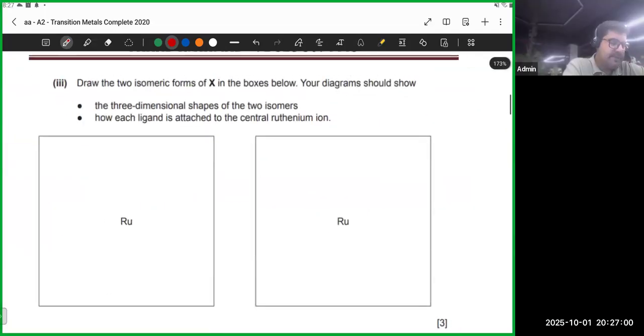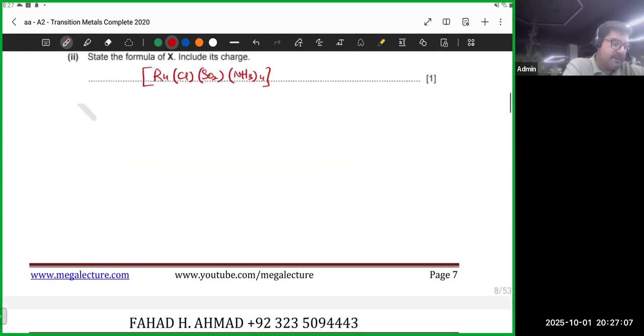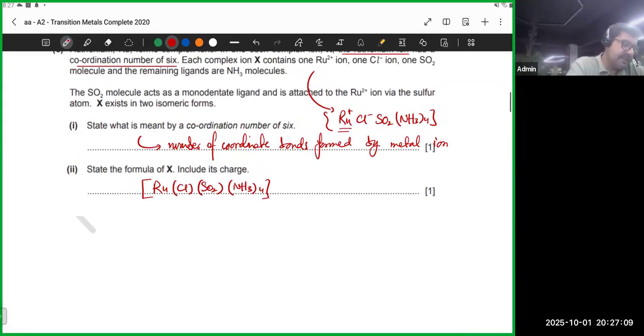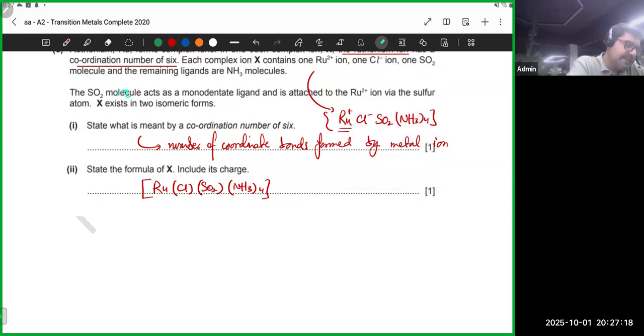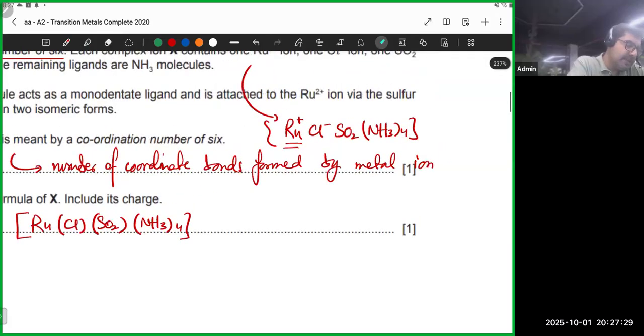Draw the 2 isomeric forms of X in the boxes below. Your diagram should show the 3-dimensional shapes. So he states that the SO2 molecule acts as a monodentate ligand and is attached to the Ru2+ ion via the sulfur atom. I made one mistake, which was that Ru was actually 2+, not +1.